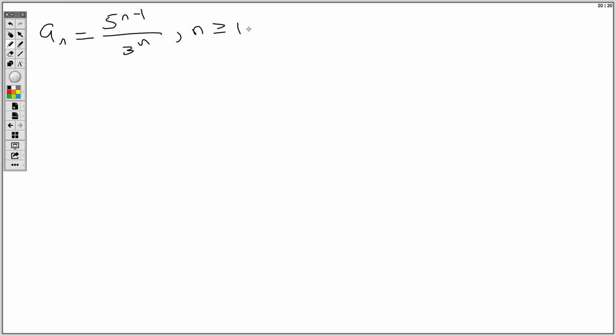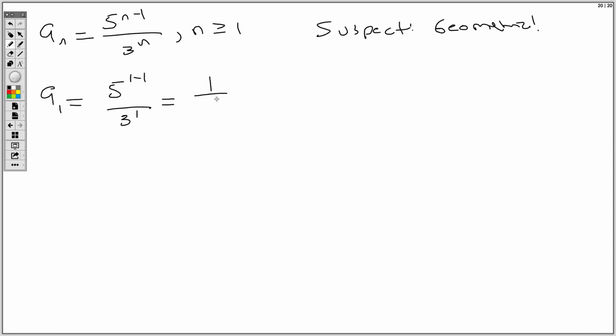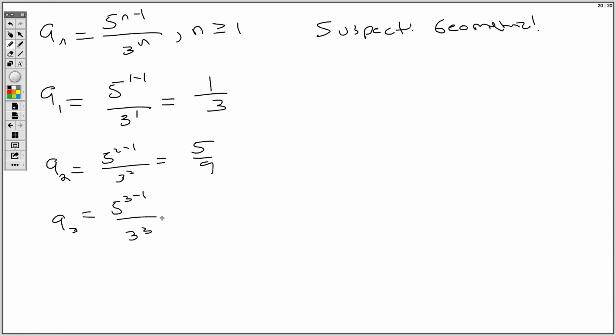Now, based on what we just talked about, you've got numbers to powers, so we would suspect this is geometric. Let's write out a few terms and see if that bears out our assumption. A sub 1, everywhere I see an n, I'll put in a 1, and that's 1/3. A sub 2 is 5/9. You might recognize this sequence from about half an hour ago. This is one of the same ones we had half an hour ago.